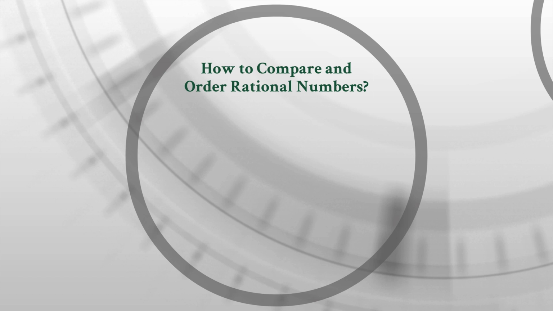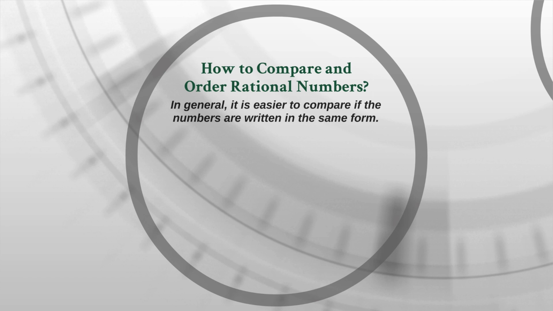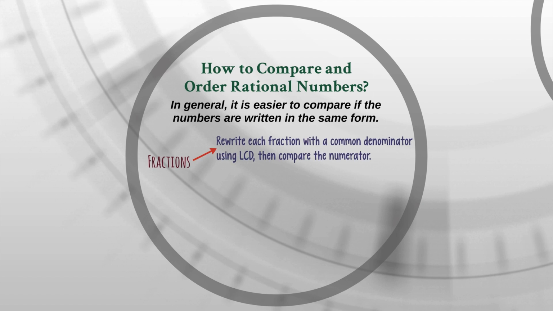There are many types and forms of rational numbers. In general, it is easier to compare them if the numbers are written in the same form. So let's talk about how to compare each form. If the given are fractions, we need to rewrite each fraction with a common denominator using LCD, then compare just the numerator. Another way of comparing fractions is converting them to decimals.